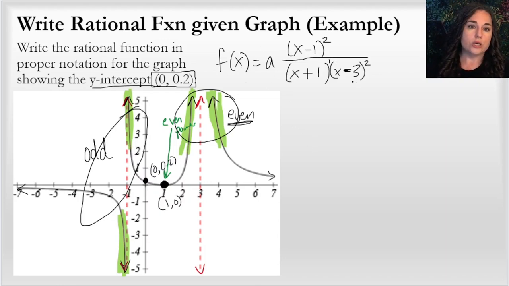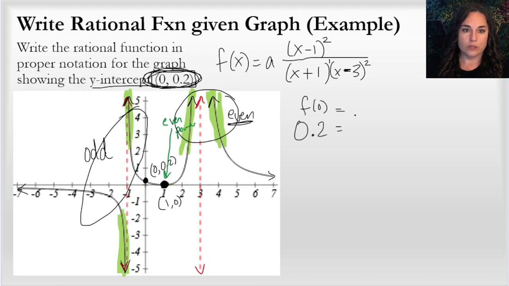Always go with the simplest, lowest value that you can get away with. Okay, so it looks like I have a pretty good form here, but I can't assume that a equals 1. I need to solve for a, and that's why they give me this y-intercept. I know that when I plug 0 in, when I find f of 0, I will get 0.2 out, or 1/5. So I'm going to set all of this equal.